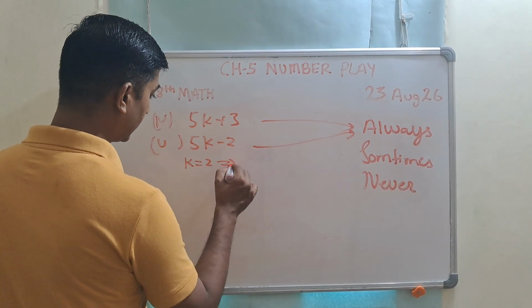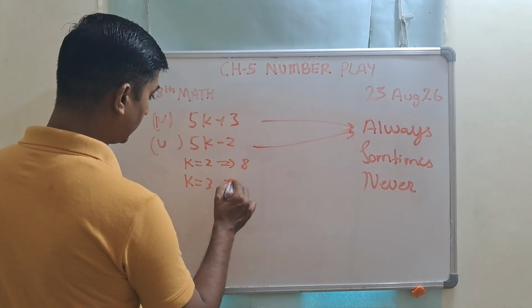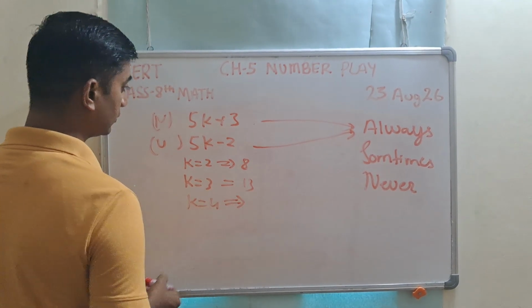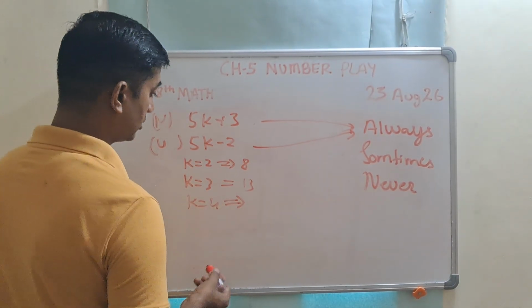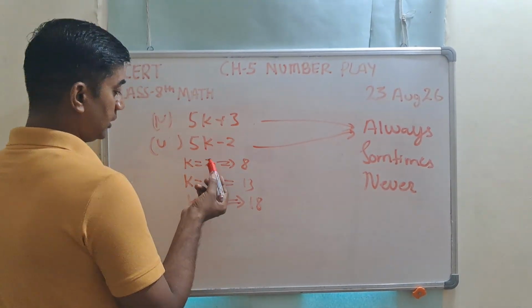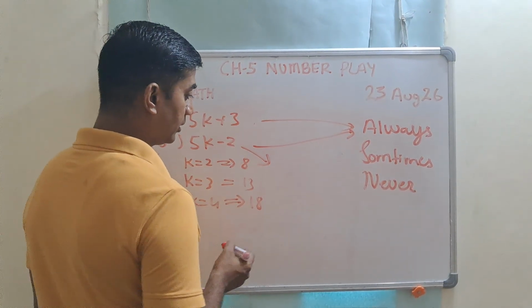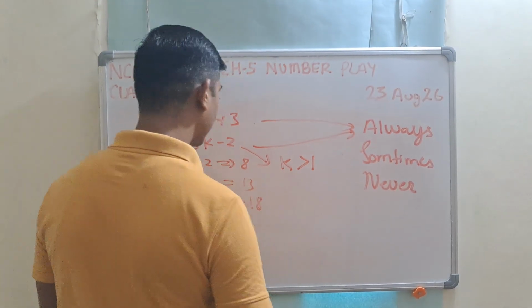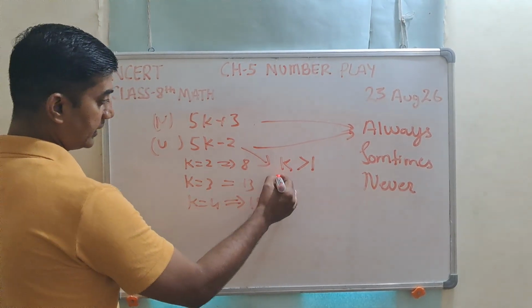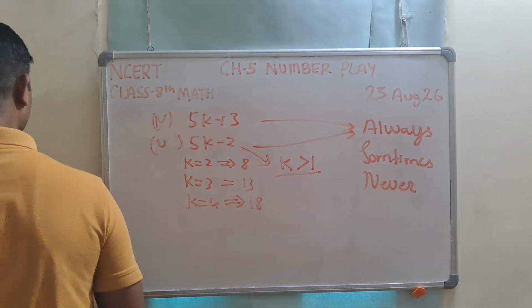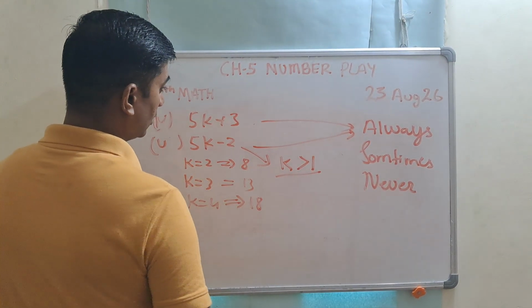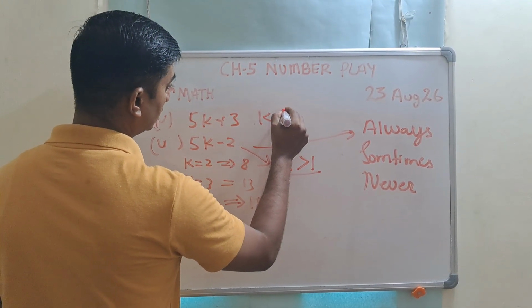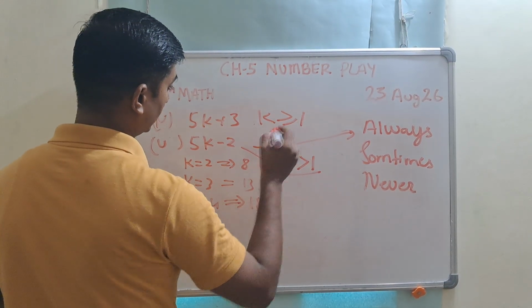k equal to 2, you will get the result 8. K equal to 3, you will get the result 15 minus 2, 13. K equal to 4, you will get the result 18. Now, this condition is always true when your k is greater than 1. Understood? And what was the condition for this? In this case, your k is greater than or equal to 1. Understood?